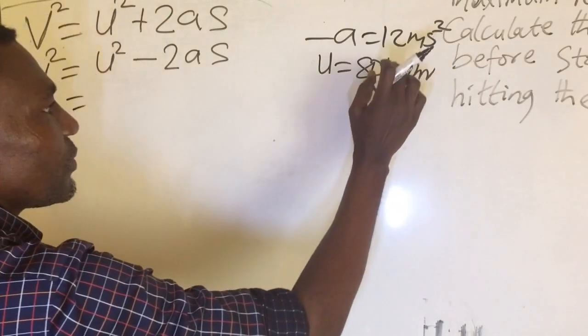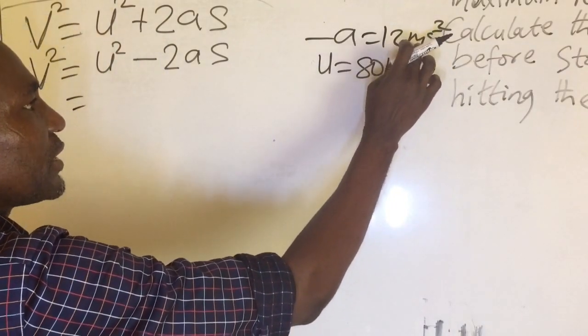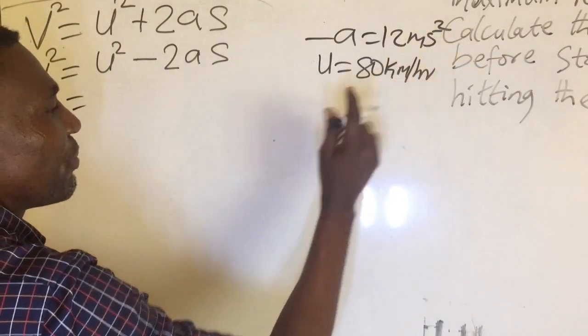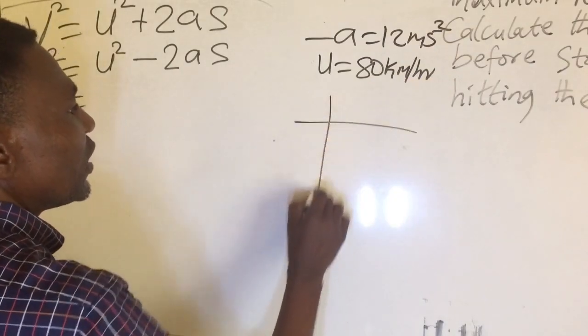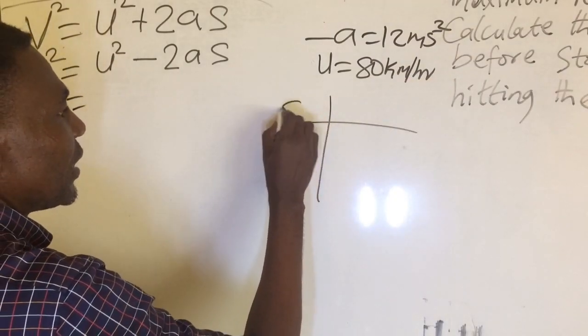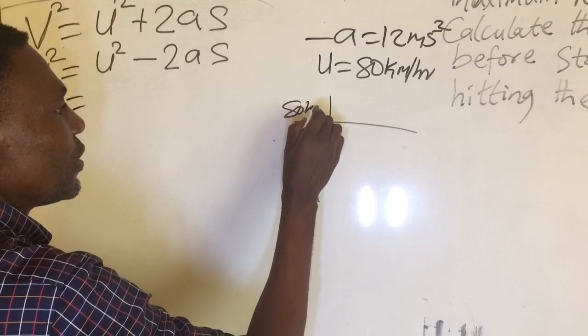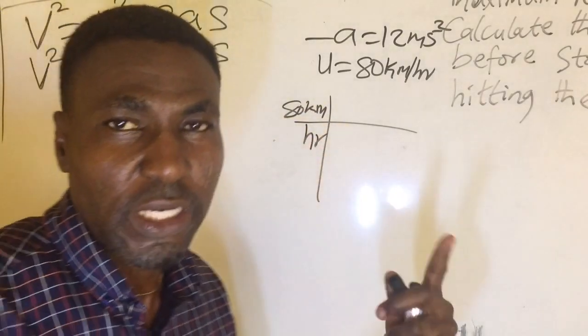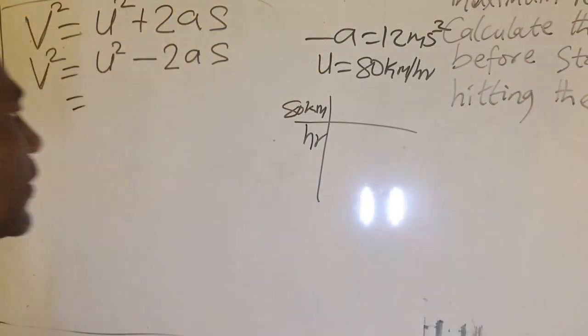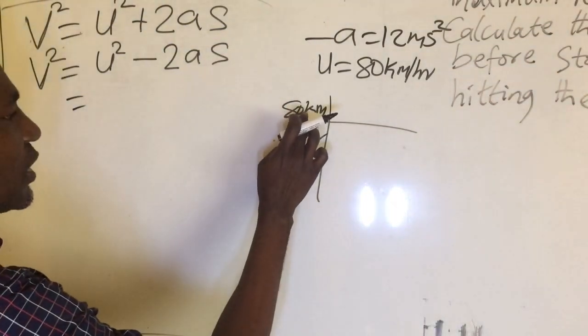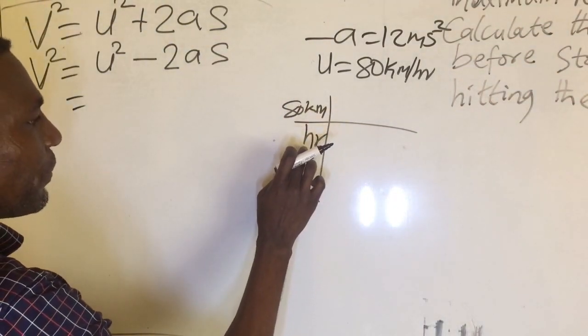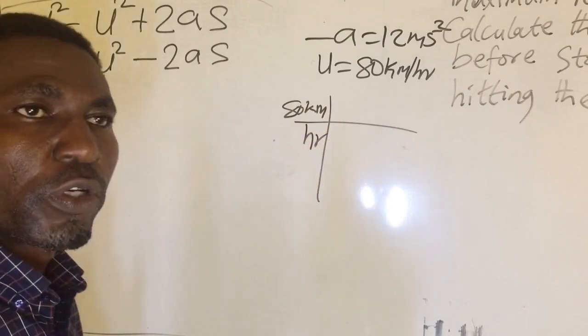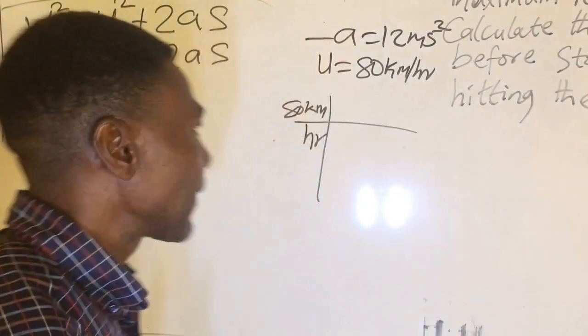But our unit is in meters, so we will change this one to meters. How do we change it? Let's change 80 kilometers per hour to meters per second. I've shown how to convert, you can check my unit conversion video.